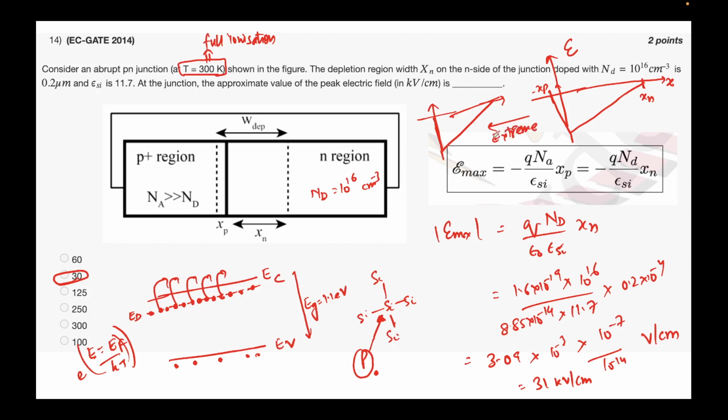So in a more extreme version it looks something like this. xp is non-existent. This is again electric field versus x. All the electric field is here, and the electric field is dropping here. And in fact, many device engineers and material scientists utilize this property.